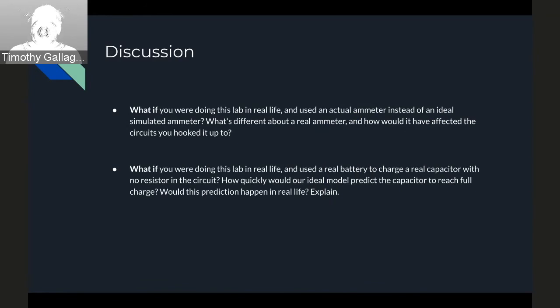What if you were doing this lab in real life and used a real battery to charge a real capacitor with no resistor in the circuit? How quickly would our ideal model predict the capacitor to reach full charge? Would this prediction happen in real life? Ideally, the battery would charge immediately, but again, there's resistance in real life, so this would require time.